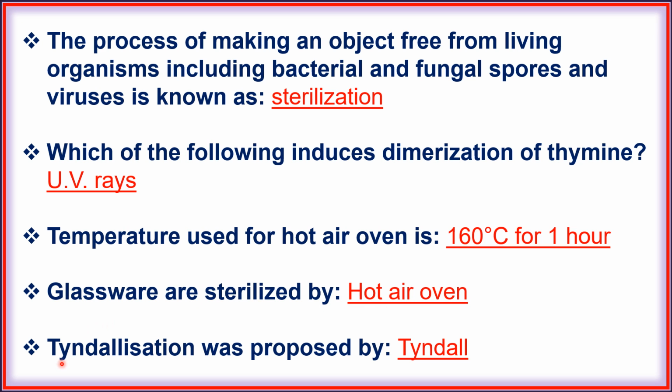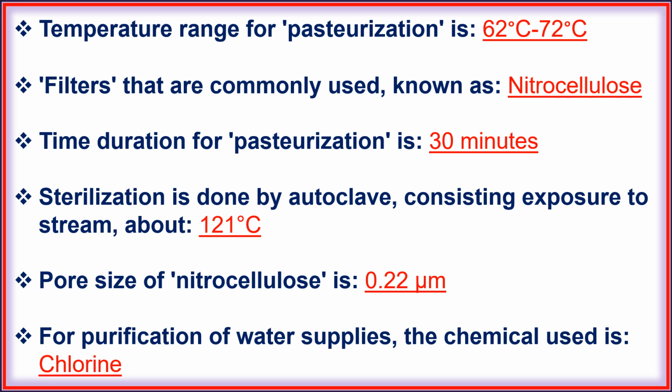Next, tyndallization was proposed by Tyndall. Next, temperature range for pasteurization is 62 to 72 degrees centigrade. Next, filters that are commonly used are known as nitrocellulose. Next, time duration for pasteurization is 30 minutes.